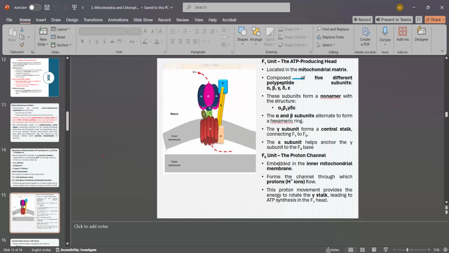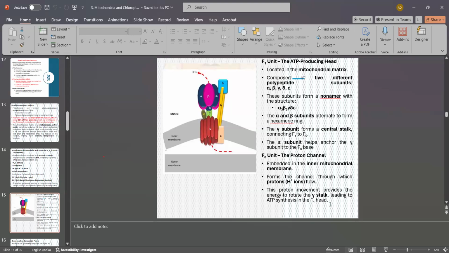The F0 unit forms proton channels embedded in the inner mitochondrial membrane. It also forms the channel through which protons, hydrogen ions, flow. This proton movement provides the energy to rotate the gamma stalk, leading to ATP synthesis in the F1 head. So this is important.